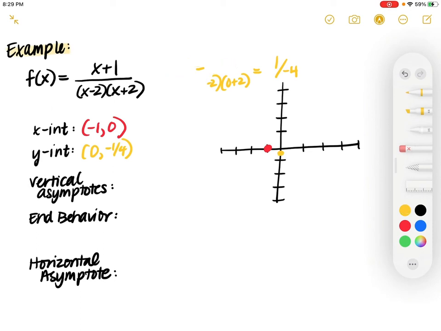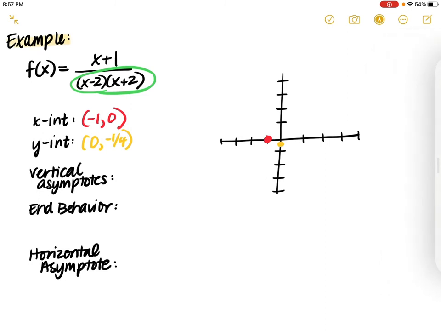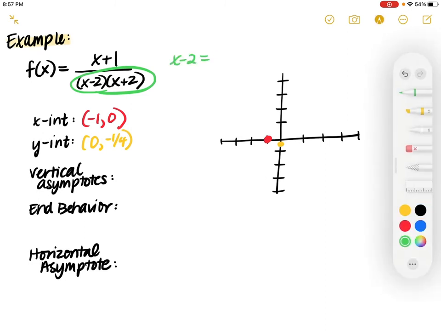So moving on to our vertical asymptotes, we're asking the question, where is my function undefined? Well, that comes from our denominator. We cannot divide by 0. So let's set that equal to 0. We have two factors, so each factor individually will be set equal to 0. So x minus 2 is set equal to 0, and x plus 2 is set equal to 0.